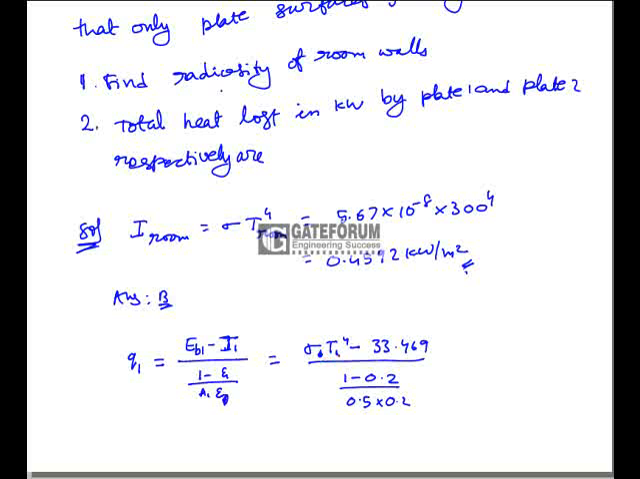So here sigma is a known value and T1 is a known value. Here T1 is given as 1273 Kelvin. So from this we can get the heat loss by the first plate is 14.42 kilowatts. In the same way, heat loss by the second plate is given by (EB2 minus J2) divided by (1 minus epsilon 2) by (A2 epsilon 2), which gives a value of 2.59 kilowatts. So in the options, the right option is 14.42 and 2.59. So the right answer is A.